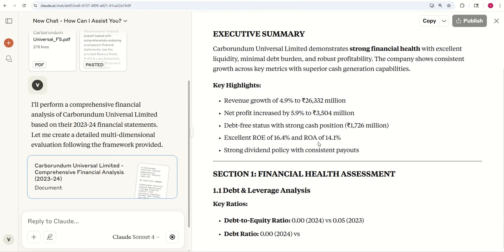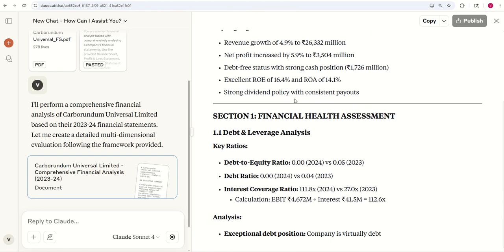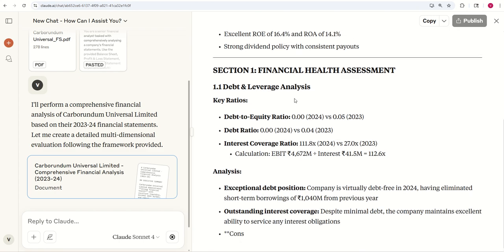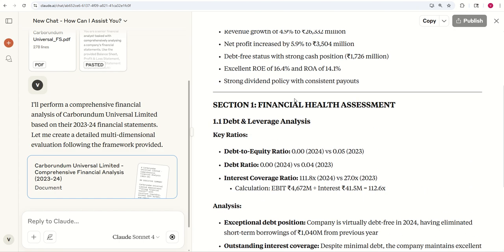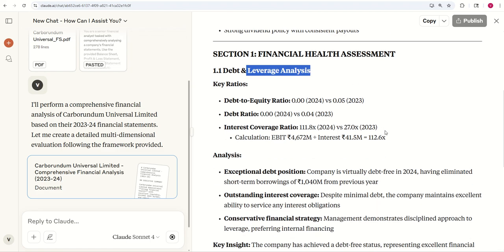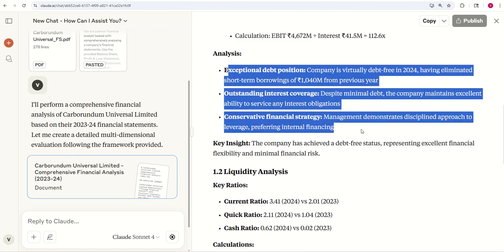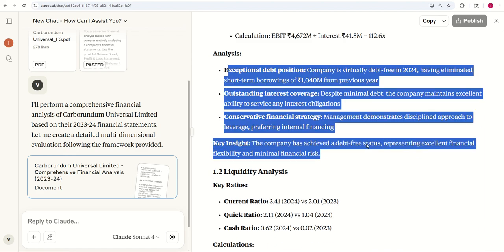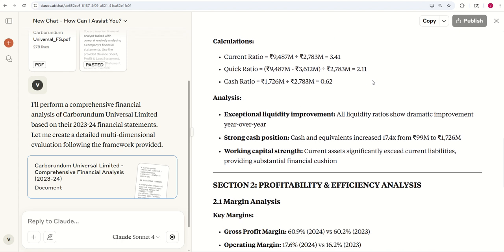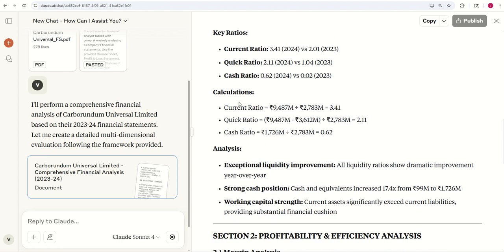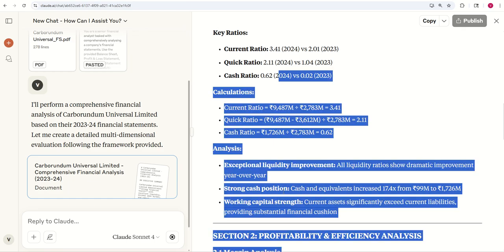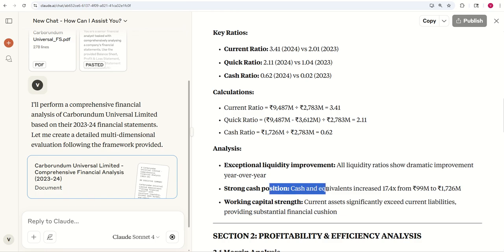It gives the executive summary first, followed by, as I told you, section-wise boundaries that I have given, like leverage analysis, and so on. After each analysis, it gives its interpretation, the key insights, and any risks. For example, the cash ratio has improved from 0.02 to 0.62, so that is coming out as a strong cash position.